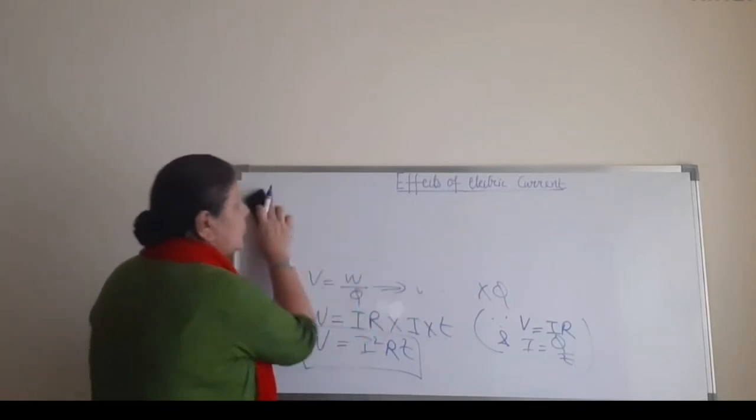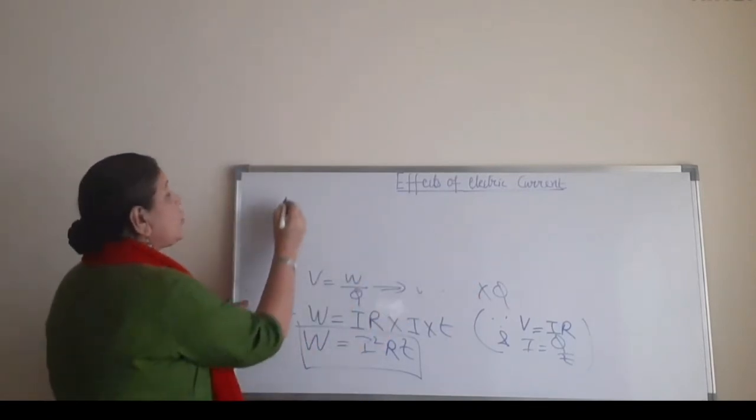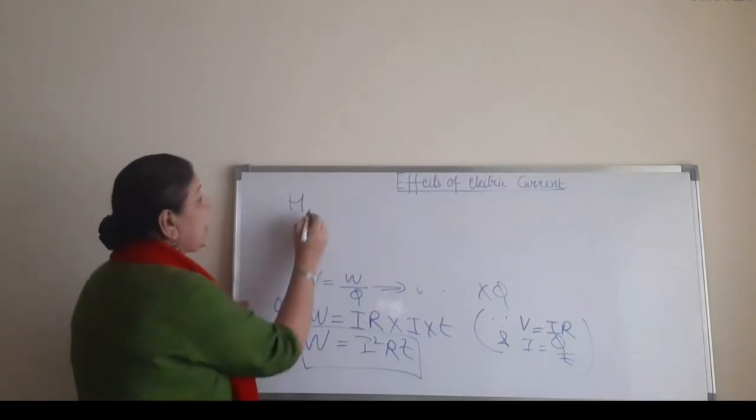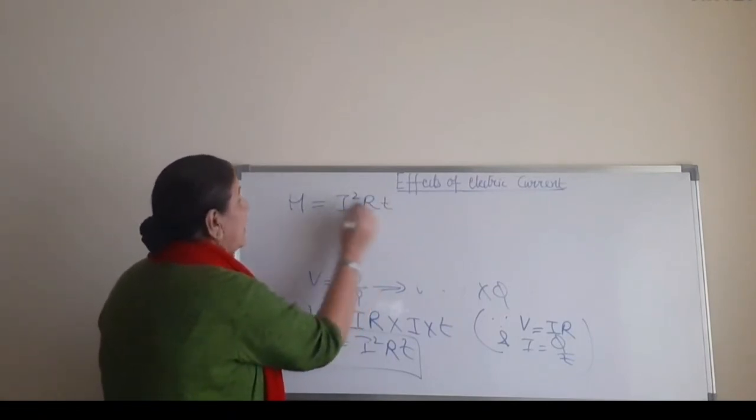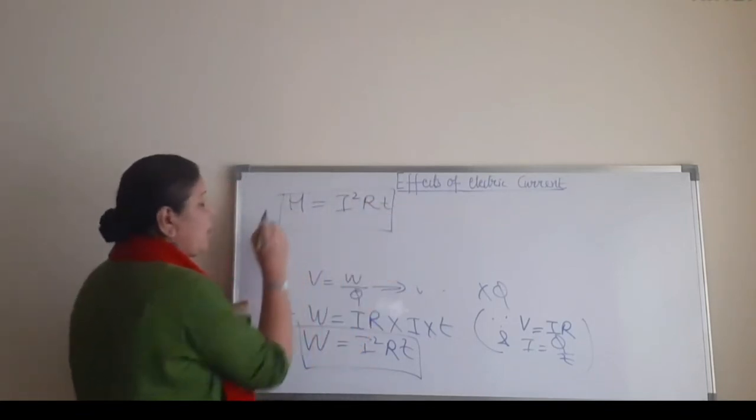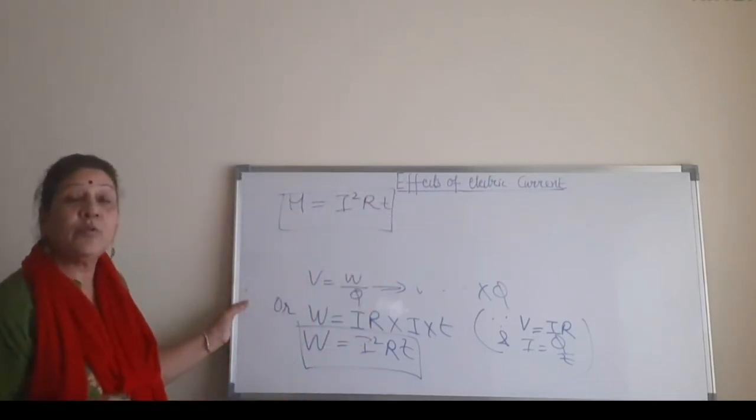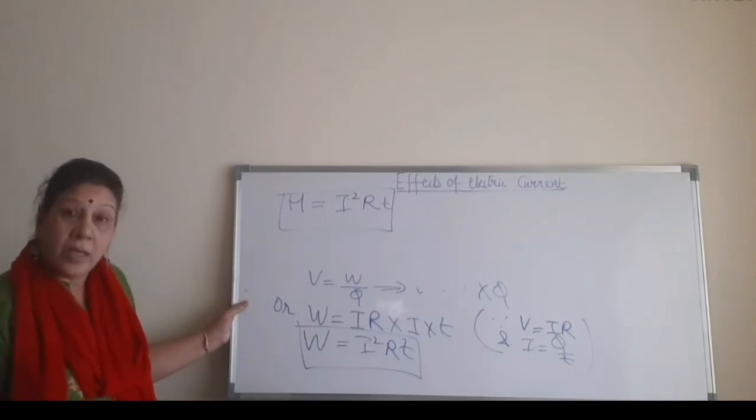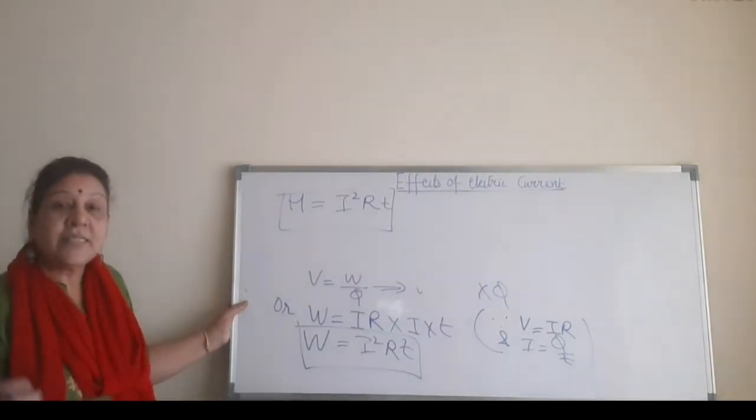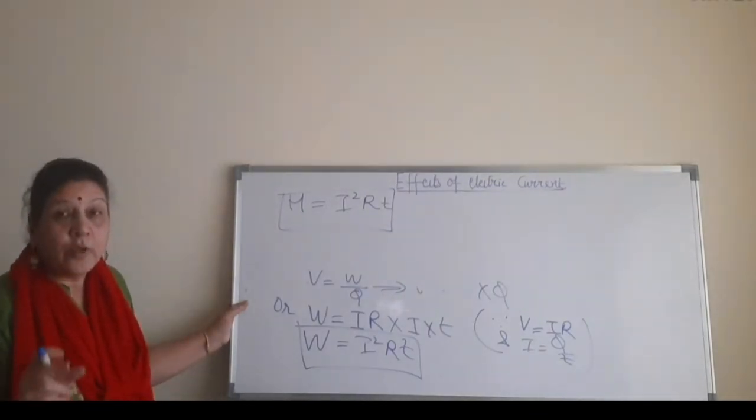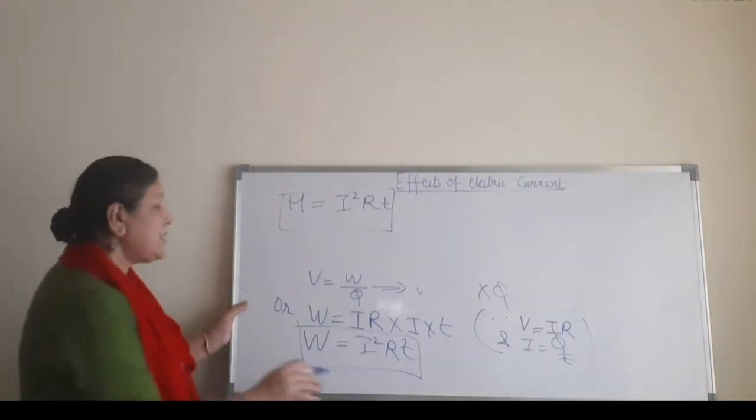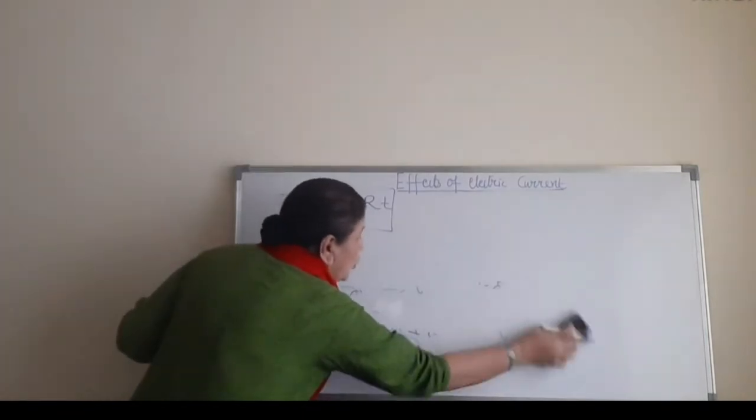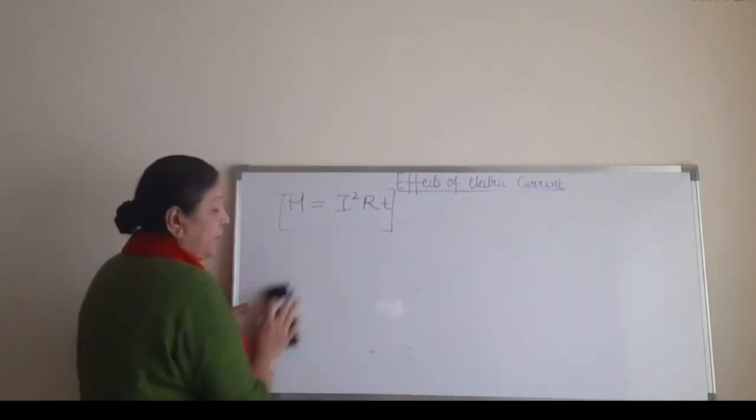This W, work done, changes into heat energy, which is stored in the form of heat energy. So instead of W I am writing heat, H is equal to I square Rt. This is a very important formula which gives the relation between the heat energy H, electric current, resistance and the time or duration for which the electric current is flowing in the circuit. This is called Joule's law of heating.